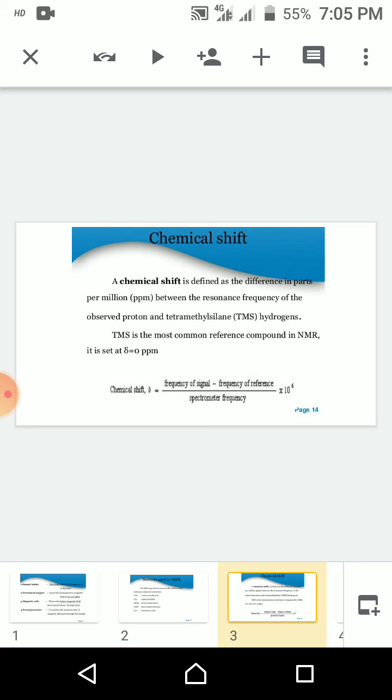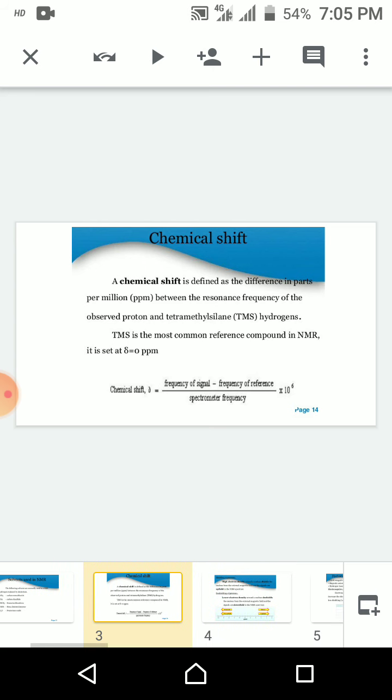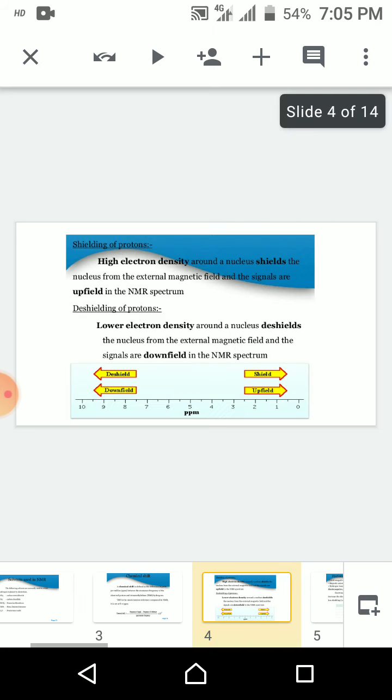So we can find the chemical shift, or delta, as the frequency of the signal minus the frequency of the reference, divided by the spectrometer frequency, multiplied by 10 to the power 6. Now we can discuss shielding of the proton. It is also an important part.